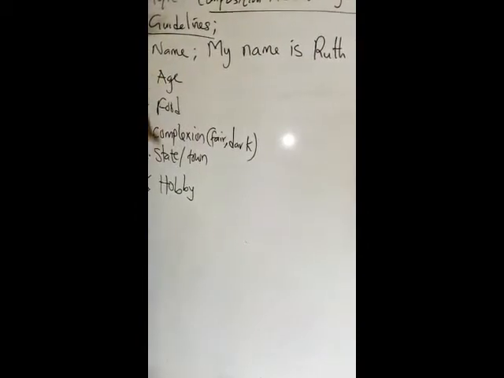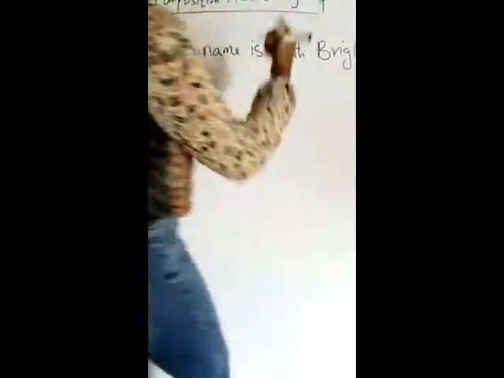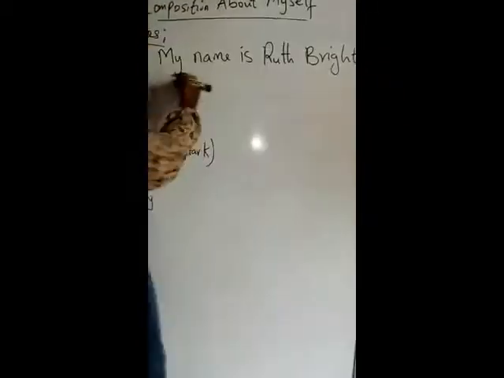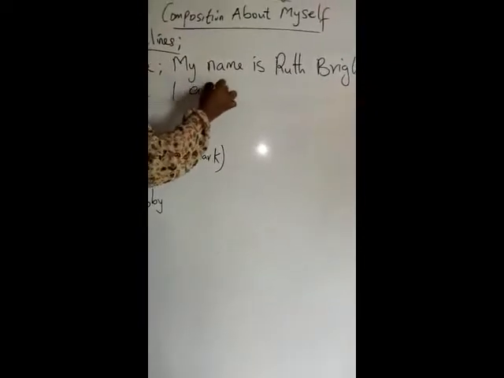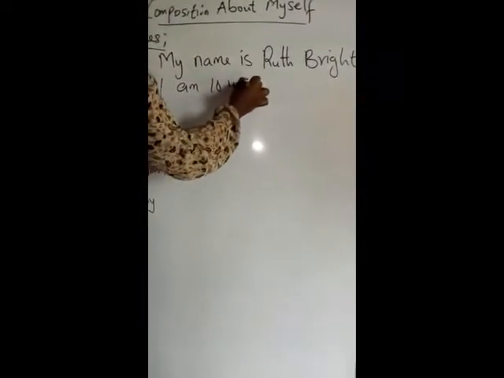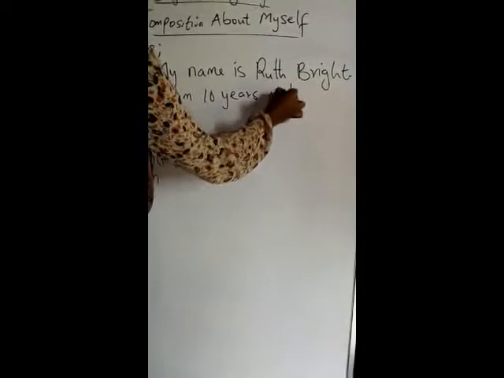Age, the next thing that will follow, you continue now. When you're writing, you continue. Don't follow me now because this is the point. When you're writing your book, you continue. My name is Ruth Bright. I am 10 years old.